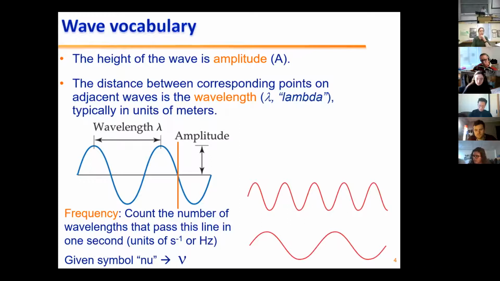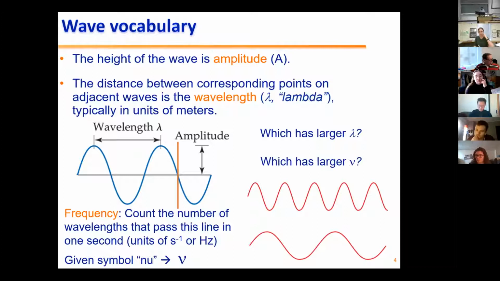Look at these two waves over here. Which one has a larger wavelength? The second one. Yes, the one on the bottom, right? It has a longer distance between the two peaks when comparing them directly with each other. Which one has a larger frequency, nu? The first one.